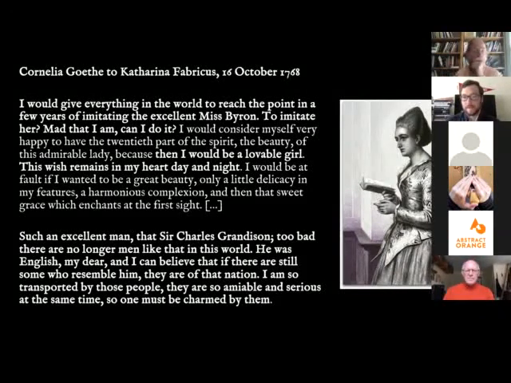Additionally, she writes that Sir Charles Grandison himself is such an excellent man, and more interestingly, it's a pity there are no longer men like that in this world. He was English, my dear, and I can believe that there are still some who resemble him. They are of that nation. I am so transported by those people. They are so amiable and serious at the same time, so one must be charmed by them.